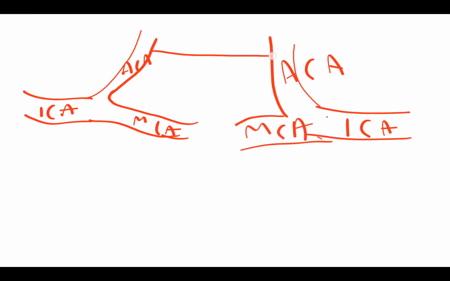These two anterior cerebral arteries communicate with each other through the artery called the anterior communicating artery.